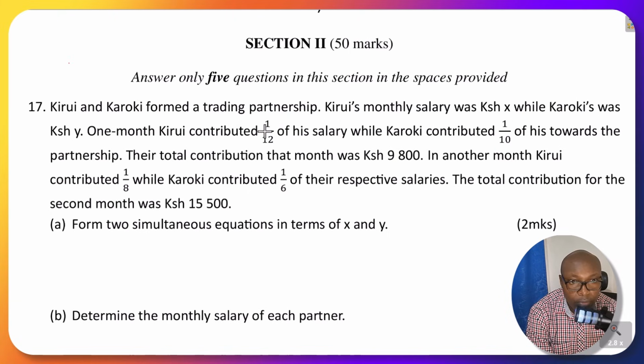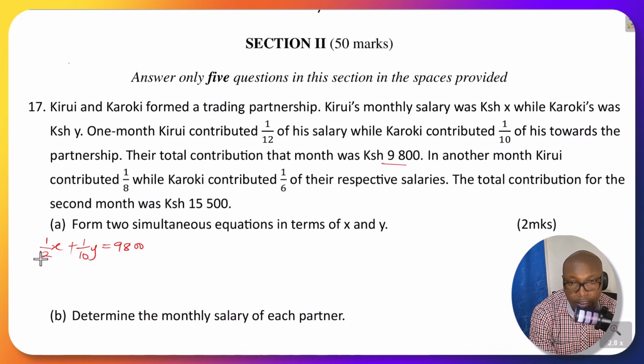So if the first month he contributed a 12th of his salary, that contribution will therefore be a 12th of X. Then Karoki contributed a 10th of his salary, and his total salary was Y, so that contribution will be a 10th of Y. And when the two contributions are added, this gives 9,800. Before we proceed to the second equation, we can simplify this one to eliminate the denominator to make these equations simpler to work with.